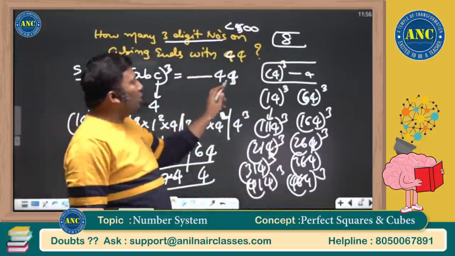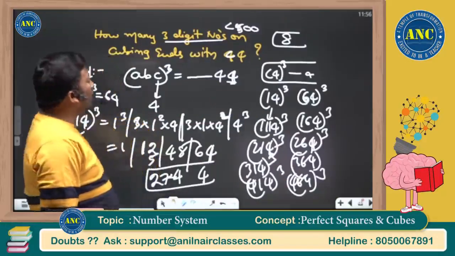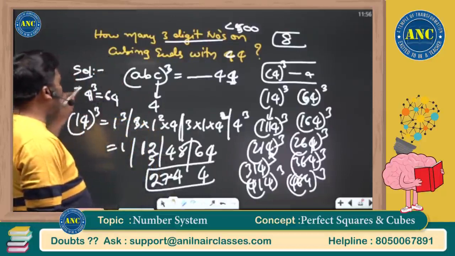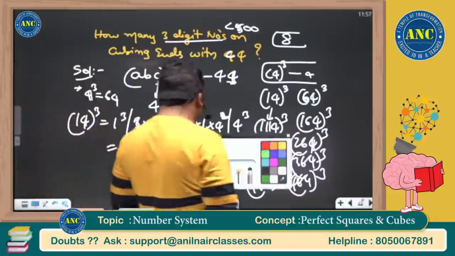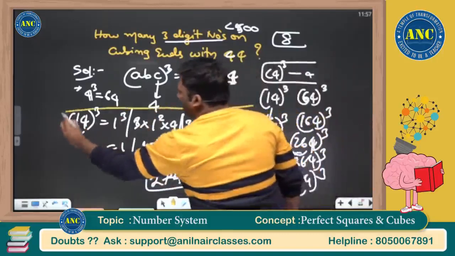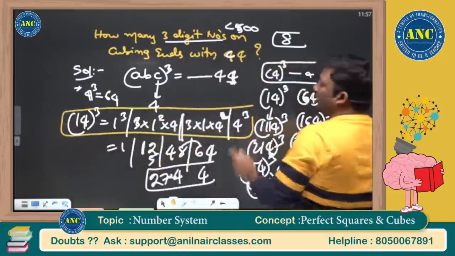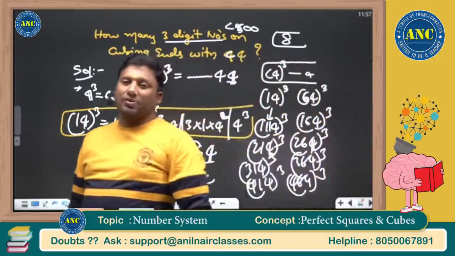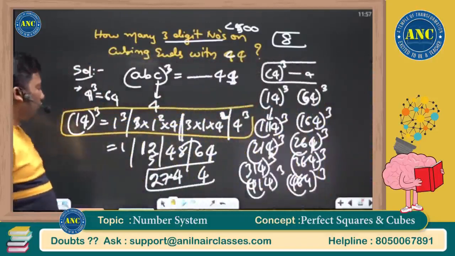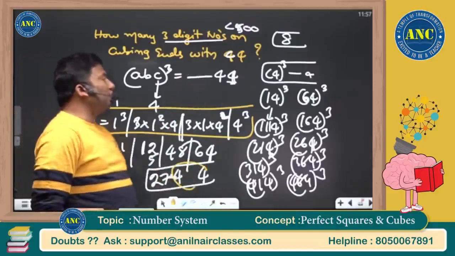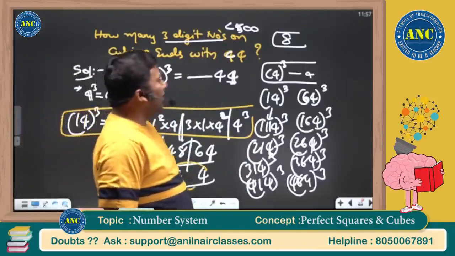ABC whole cube is nothing but 44. Which number on cubing will give 4 at the end? 4 cube is 64. Then I did 14 cube. Just to solve the problems easily, that is the reason I did a plus b whole cube, which is a cube, 3a square b, 3ab square and b cube. So 14 cube I got 2744. I need 44 at the end.